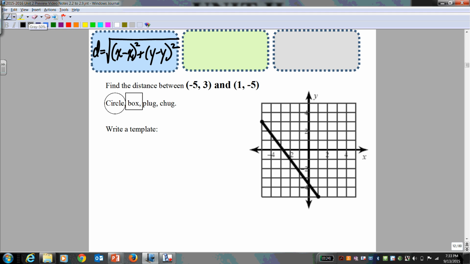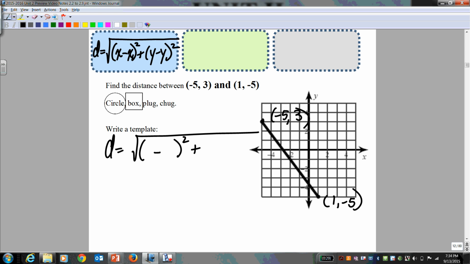So here's an example. This is -5, 3, and 1, -5. Ready? We write a template. Distance is going to be giant square root, subtract the x's squared, subtract the y squared. That is a blank template. Notice I left the x's and the y's completely blank. Very critical, you write a template first.